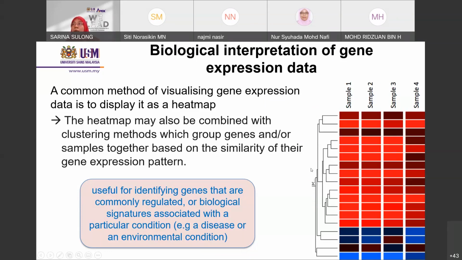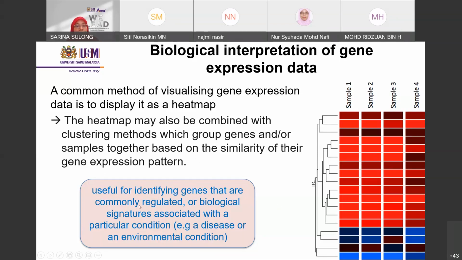So in heat maps, the data is displayed in a grid where each row represents a gene and each column represents a sample. You can have different samples. This is just a schematic diagram with only 4 samples, but of course in your experiment it can be up to 100 samples. The heat map may also be combined with clustering methods, which group genes and also samples together based on the similarity of their gene expression pattern. The color and intensity of the boxes are used to represent changes, not absolute values of gene expression. So in this example, red represents upregulated genes, blue represents downregulated genes, and black represents unchanged expression. That means there are no changes in terms of the expression.